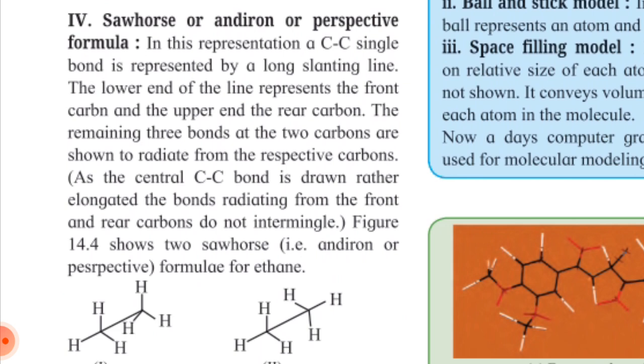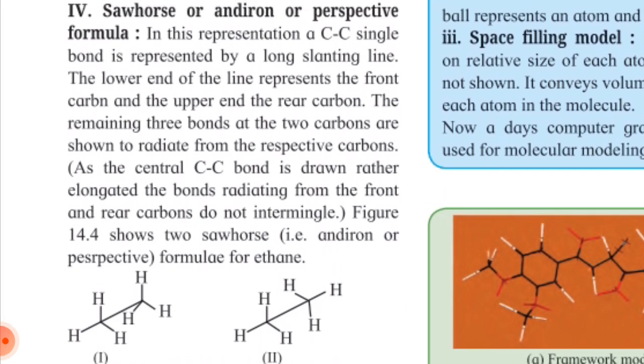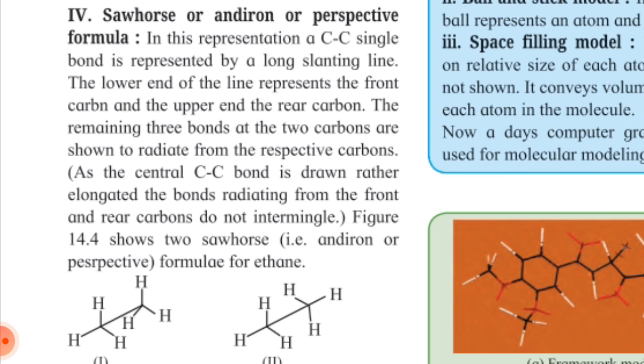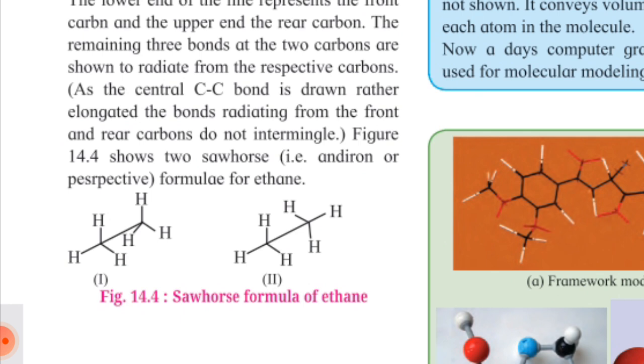Sawhorse or andirons or perspective formula. In this representation, the C-C single bond is represented by a long slanting line. The lower end of the line represents the front carbon and the upper end the rear carbon. The remaining three bonds at the two carbons are shown to radiate from the respective carbons. The central C-C bond is drawn rather elongated. The bonds radiating from the front and rear carbon do not intermingle. The figures show two sawhorse, andirons or perspective formulas for ethane.